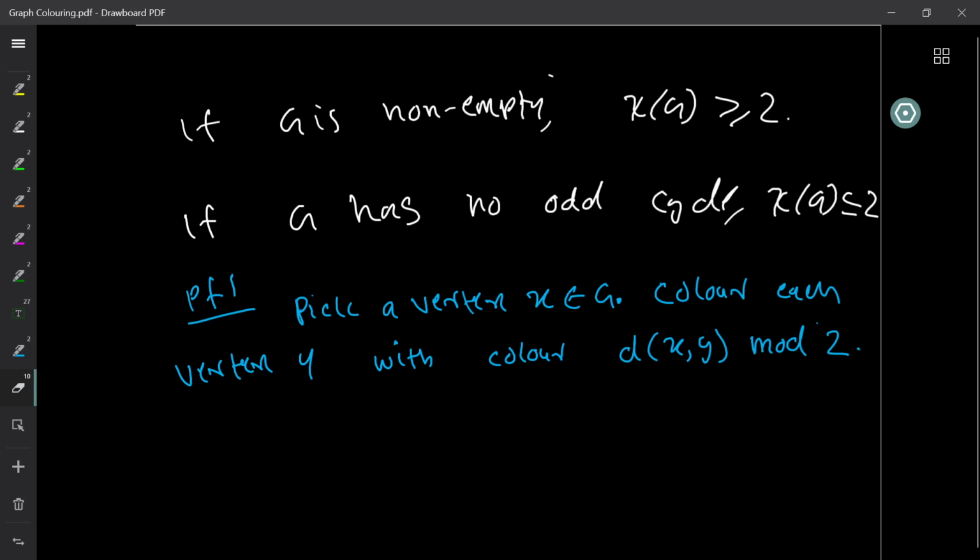It is partitioning the vertex set into two independent sets. And once you have two independent sets, each independent set can be given one of these colors, right? Color 1 and color 2. So that we have a two coloring. So that is another way to prove this. So if the graph has no odd cycle, then we know that the chromatic number is at most 2.